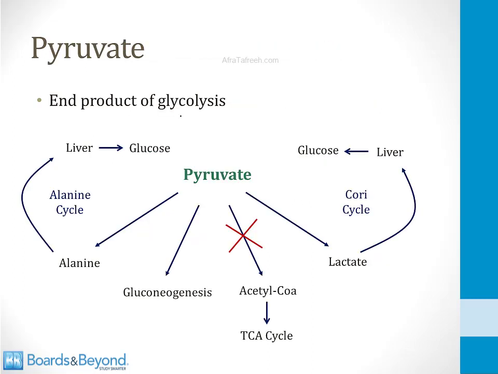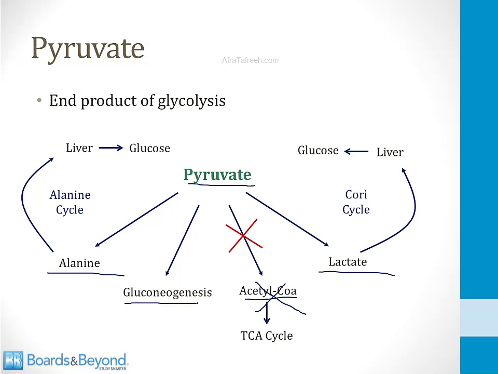By way of review, pyruvate is the end product of glycolysis, and pyruvate is metabolized into acetyl-CoA in the mitochondria. So when the mitochondria are sick, pyruvate cannot be metabolized into acetyl-CoA. As a result, it will be shunted to lactate, and that will give a lactic acidosis. It will also be shunted to alanine, and that will give high alanine levels. Pyruvate can also be shunted to gluconeogenesis.